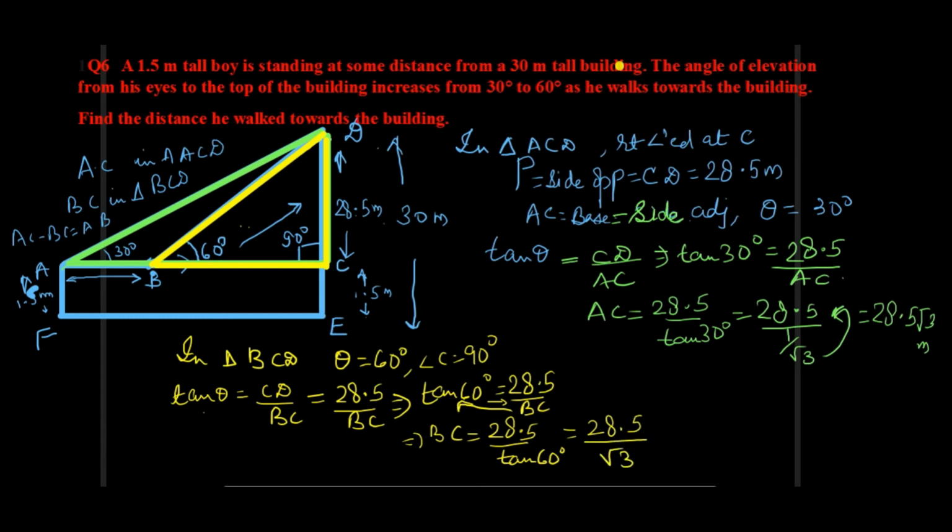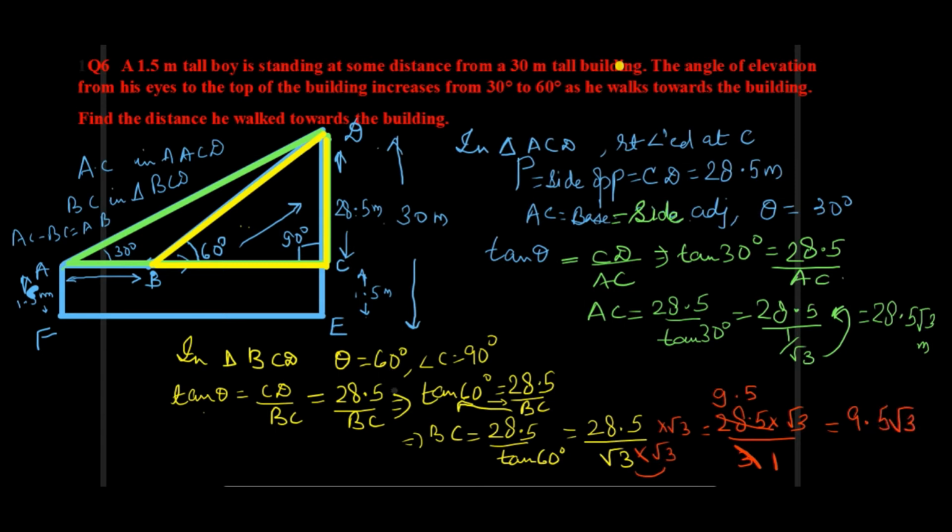Now we'll have to rationalize it, right? So I am multiplying the numerator and denominator with root 3. So it will be 28.5 into root 3 upon root 3 into root 3 is 3. Now this gets cancelled with 3. 3 9s are 27 and 3 5s are 15. So it will be 9.5 root 3.